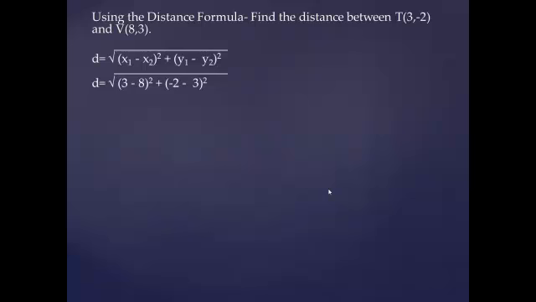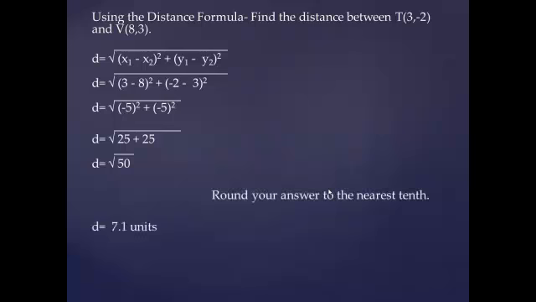Go ahead and perform the operations inside parentheses. So you end up with the square root of (-5) squared plus (-5) squared. Negative 5 squared is 25. So now we have the square root of 25 plus 25. 25 plus 25 is 50. So we're going to take the square root of 50. At this point, you need to round your answer to the nearest tenth, and you end up with the distance of the line is 7.1 units. Pause the video if you need any more time to copy down this information.